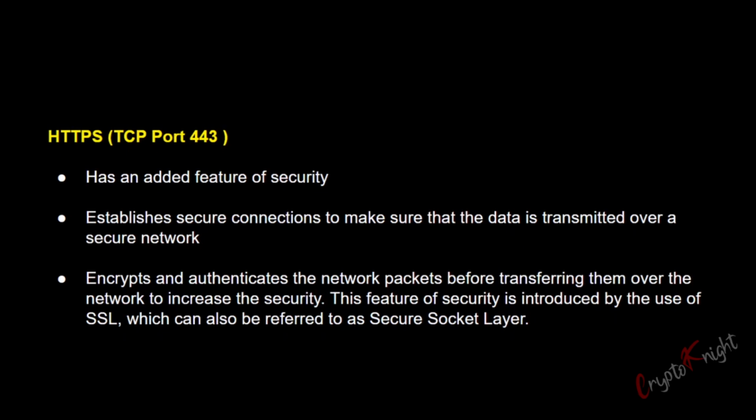Next service is HTTPS. The port number is TCP port 443, and the difference between HTTP and HTTPS is that HTTPS is a secure connection. So it has an added feature of security. It establishes a secure connection to make sure that the data is transmitted over a secure network. So for example, there is google.com. It uses an HTTPS service.